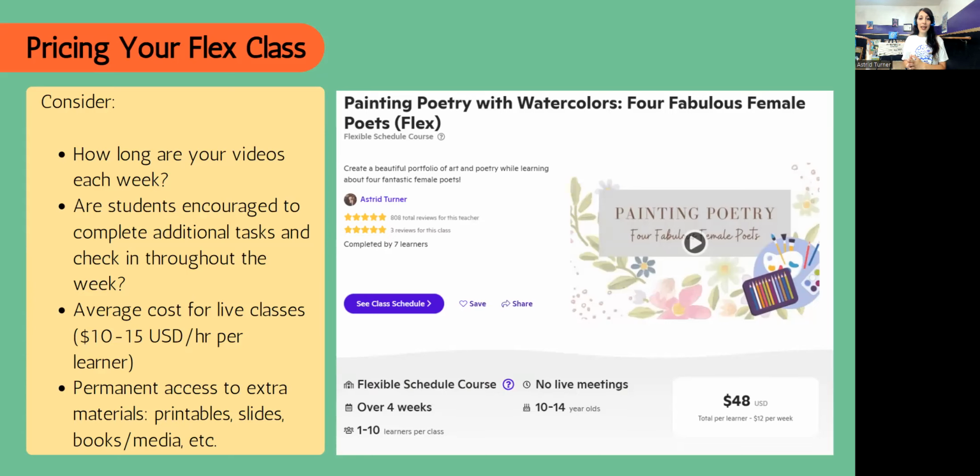But in my case, in my flex classes, I choose to charge the same amount that I charge for my live classes because I am expecting them to have the same level of interaction there. So how long are your videos each week? Again, my hour-long classes are usually $12. Right now, that's usually what I charge for my hour-long or 55-minute classes. So I charge $12 an hour on Outschool, and that's what I charge, $12 a week, for my flex classes.